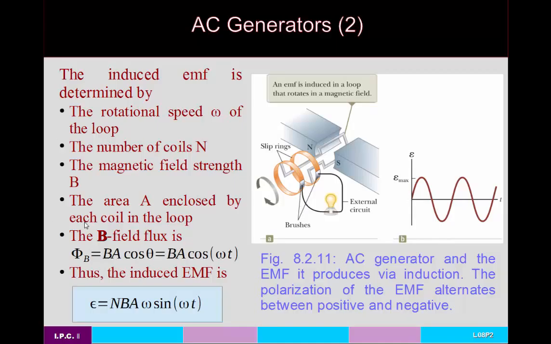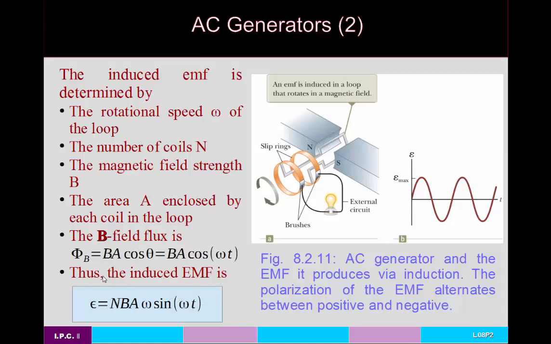Basically, because the magnetic flux is B times A times cosine of theta, and theta, if you think back to rotational kinematics, is given by the angular speed times the time, the flux can be given by BA cosine omega t. The induced EMF from this would be the change in this per unit time times the number of coils, so N, and then the change in this right here is BA omega sine omega t.